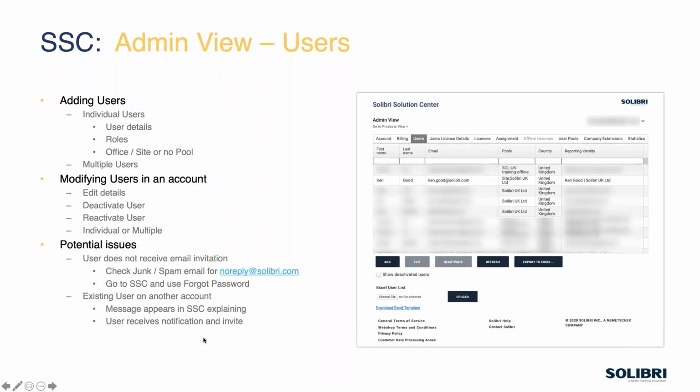This final bit here, the existing users, I've already kind of mentioned that. So if somebody's already on a different account, when they come across, the administrator gets a message to explain they already exist on another account, would you like to migrate them? And similarly, the user gets an invitation that's slightly different from the standard one because it's offering them the option to switch from their current account to whatever account you've just invited them to.